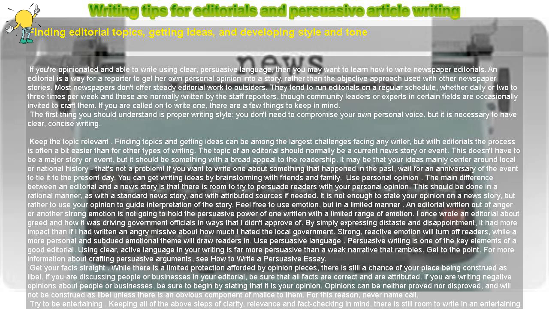Finding topics and getting ideas can be among the largest challenges facing any writer, but with editorials the process is often a bit easier than for other types of writing. The topic of an editorial should normally be a current news story or event. This doesn't have to be a major story or event, but it should be something with a broad appeal to the readership. It may be that your ideas mainly center around local or national history.